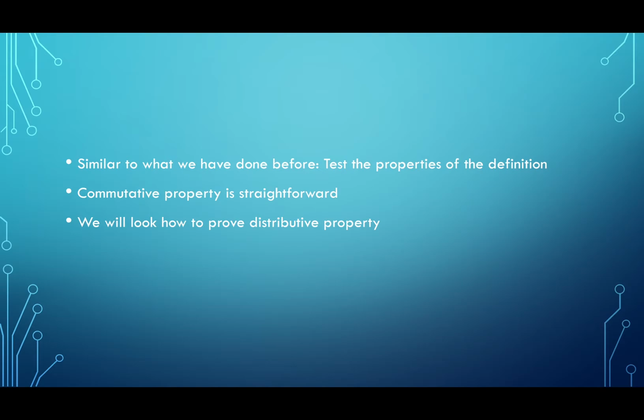So our proof strategy is similar to what we have discussed before. We need to test the properties of the given definition. What are the properties that we need to consider? First is the commutative property, which is straightforward. You can just look at it and conclude in milliseconds that it holds, right?